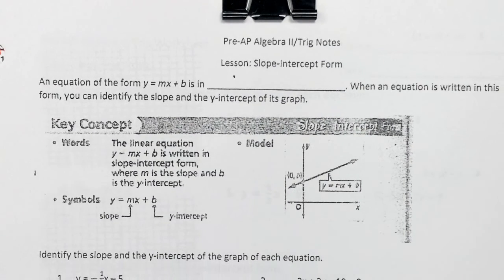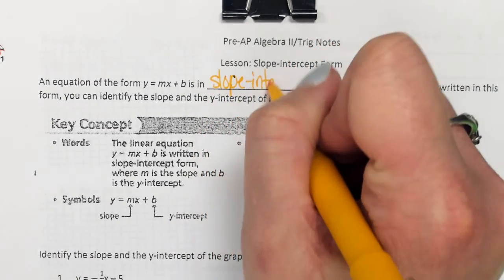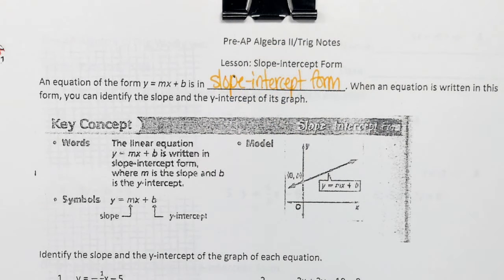All right, what about an equation of the form y equals mx plus b? What form is that in on page 12? That is in slope-intercept form. There you go. All right, we're on page 12. That's in slope-intercept form. There you go. Page 12, everybody okay?